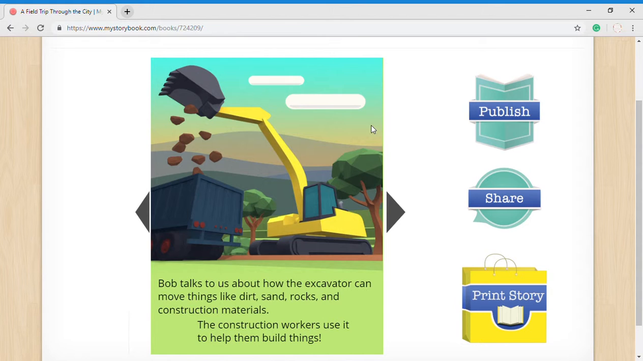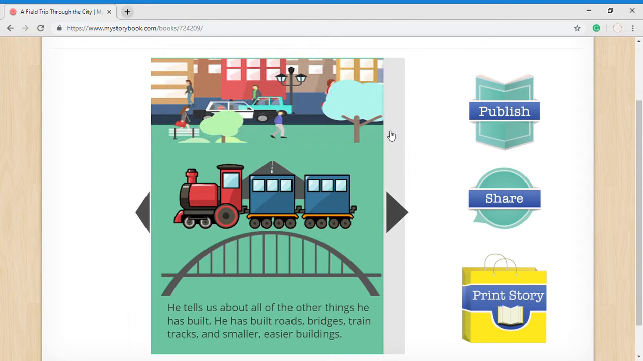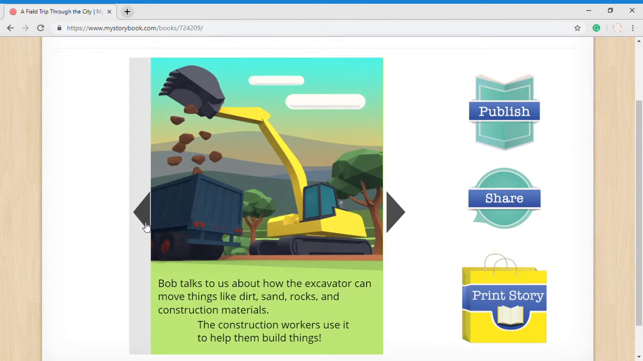And this excavator is actually allegorically representing technology as a whole and machinery as a whole. Not only is the excavator used, but there are also things such as a crane or other machinery like the excavator that you'll often see on construction sites to build things such as roads, bridges, train tracks, and smaller buildings.